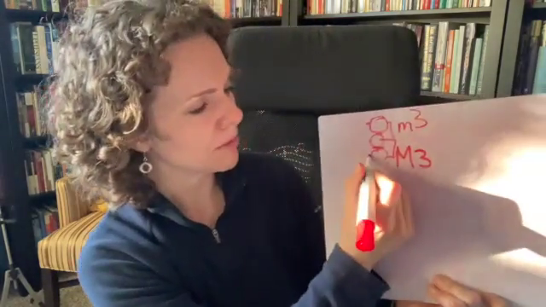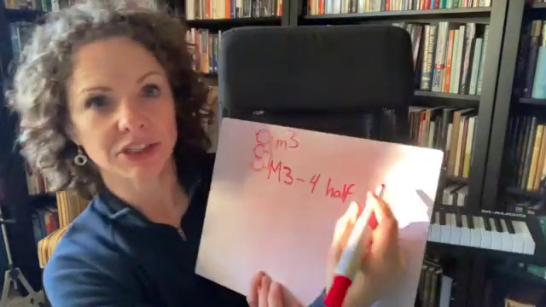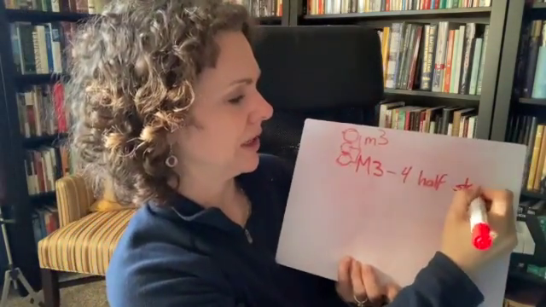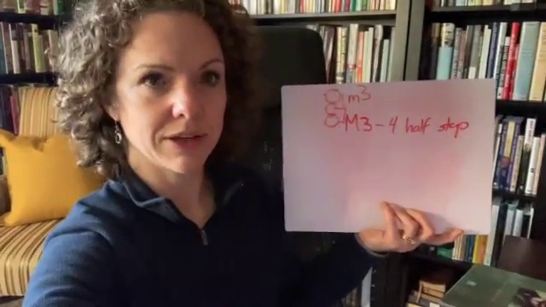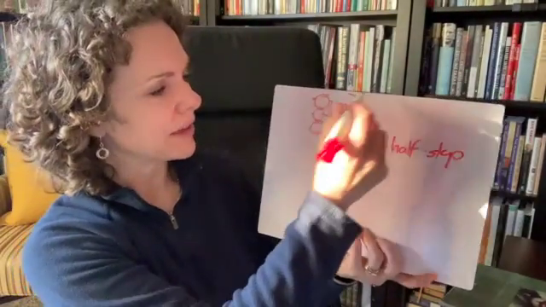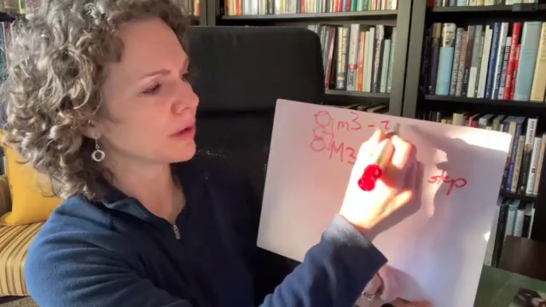And between the root and the third is always a major third. How many half steps are in a major third? Four half steps. The sun is changing here while I'm videoing, so if the light starts getting weird, it's just because the sun's going down. Then a minor third is three half steps.